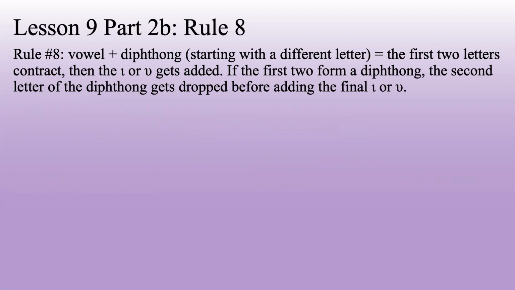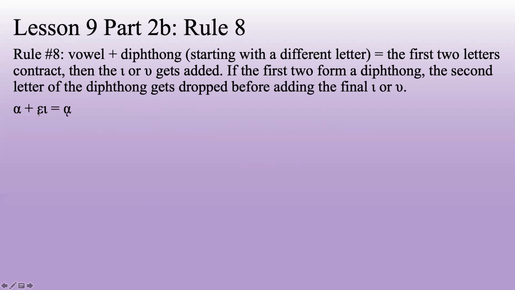It's sort of the catch-all other rule, but there's a lot of little exceptions. A vowel with a diphthong starting with a different letter, the first two letters contract, and then the iota or upsilon gets added. Now, if the first two form a diphthong, the second letter of the diphthong gets dropped before adding the final iota or upsilon. So let's look at that slowly.